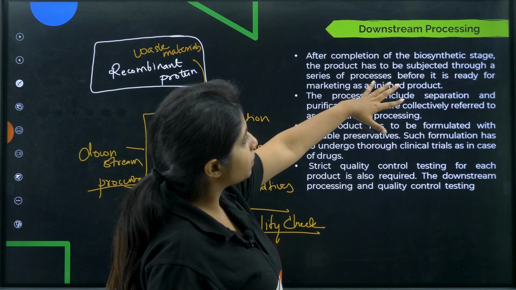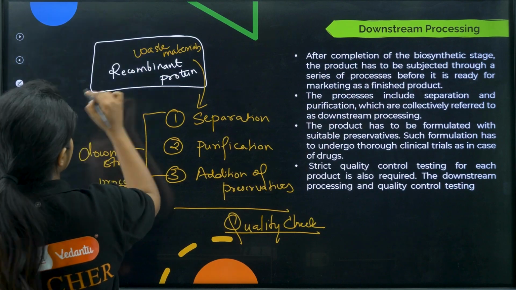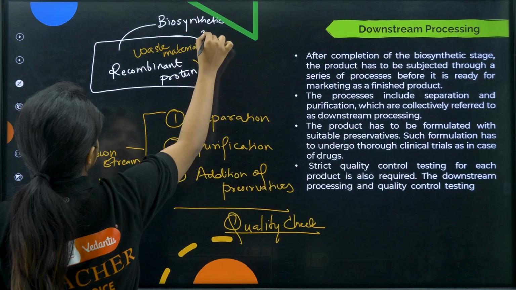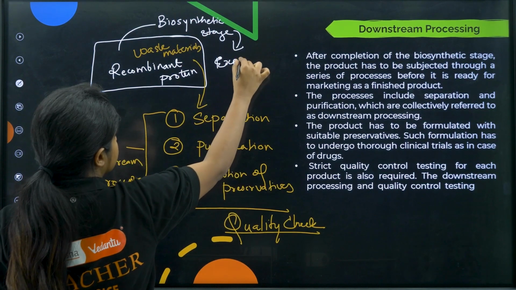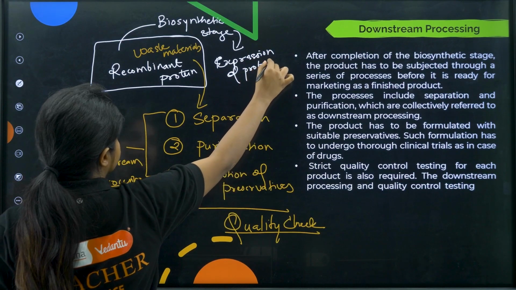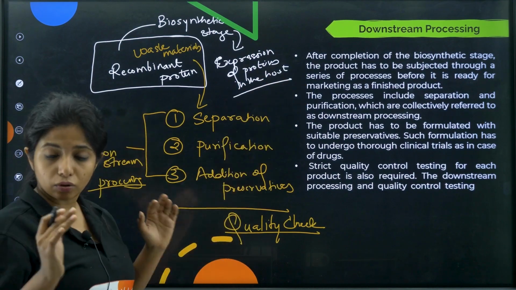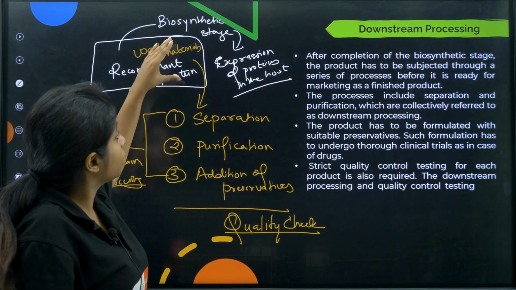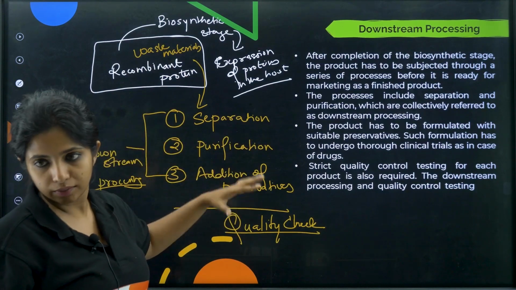Let's read it. So after completion of the biosynthetic stage, oh, I didn't tell you what you mean by biosynthetic stage. Biosynthetic stage means when the proteins are expressed in the host. When the proteins have been expressed in the host, you call this the biosynthetic stage. After that is done, I want to take all these things out, separate things, purify my important things, and add preservatives to it. This is how things work.